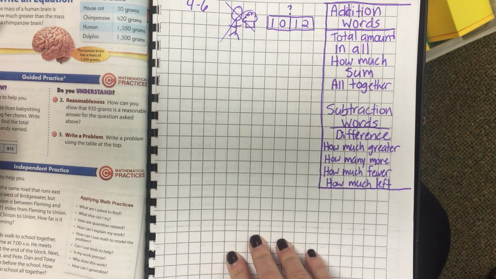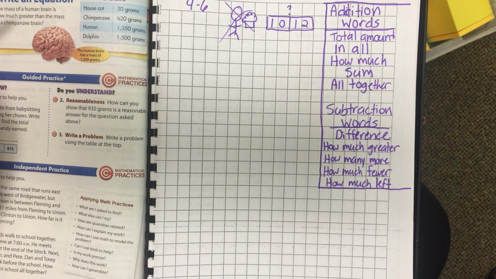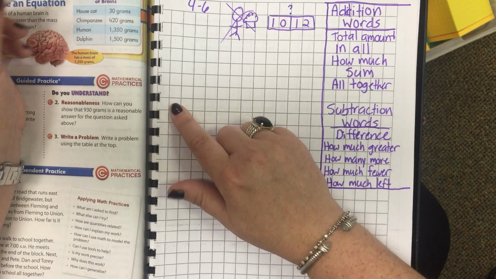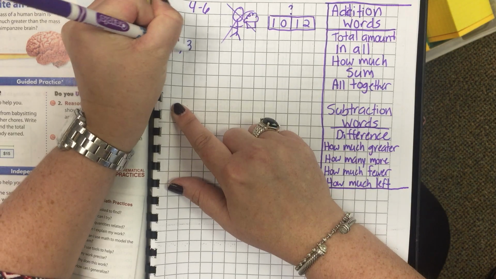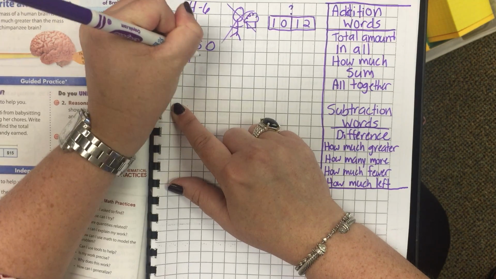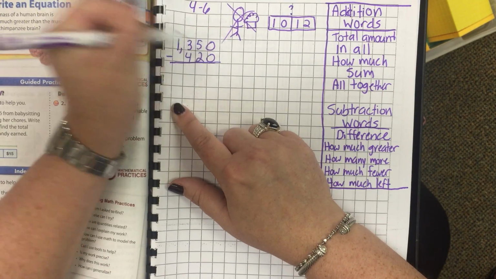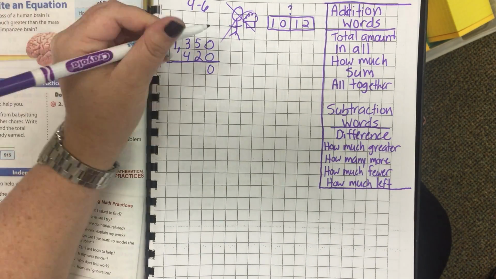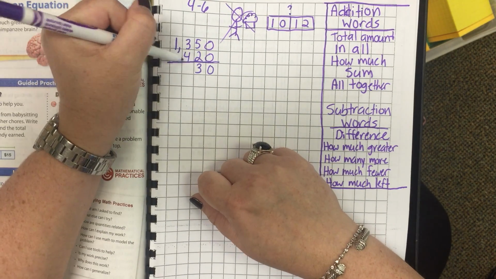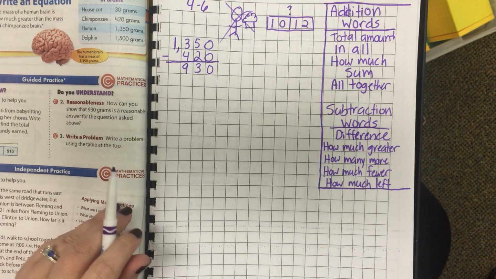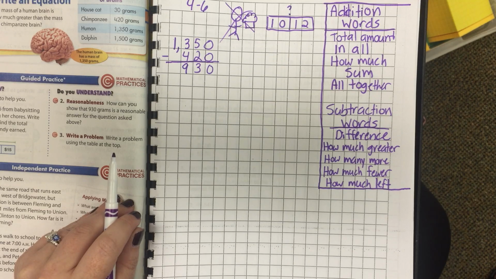Okay. So it's saying how much greater, which means I'm figuring out the difference, which means I'm doing subtraction. Human brain versus chimpanzee. Human, 1,350. So I'm going to write down 1,350. And chimpanzee, so minus 420. 0 minus 0 is 0. 5 minus 2 is 3. 13 minus 4, 9. So 930. That's it.